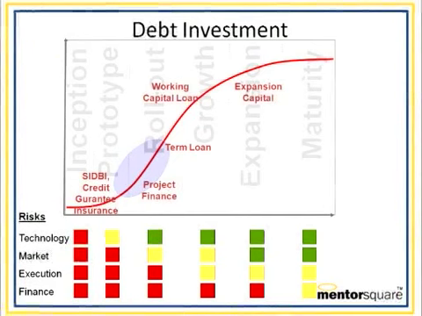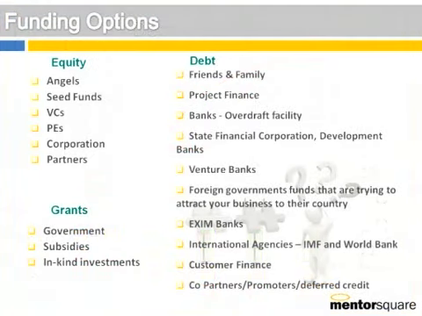The other slides. Okay, so if you look at all the different options that you have ahead of you, if you just map them out, equity: you have angels, seed funds, VCs, PEs, corporations, partners.